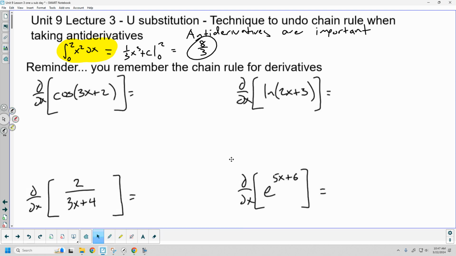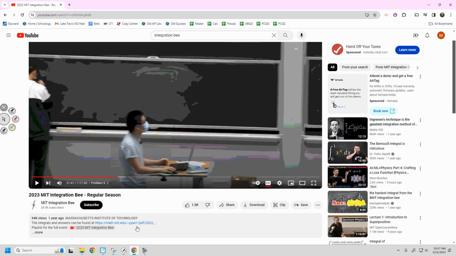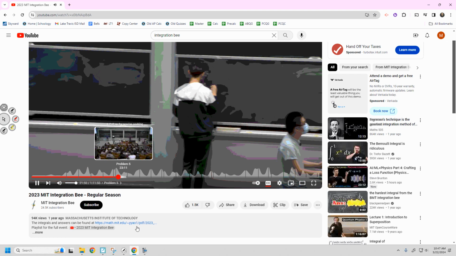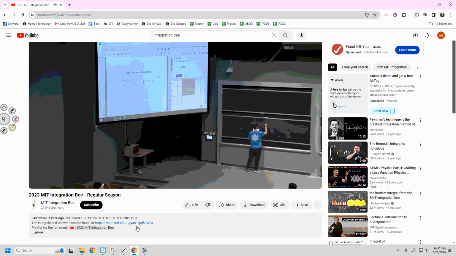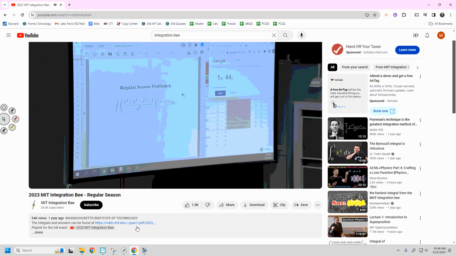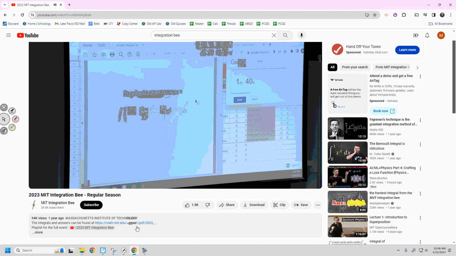Antiderivatives are so important that even MIT has an antiderivative contest every year, an integration contest of a bunch of people who just know a bunch of them. They win like a $10 gift card. Oh, look at this one. x to the 6th plus x to the 4th minus x squared minus 1 over x to the 4th times e to the x plus 1 over x.